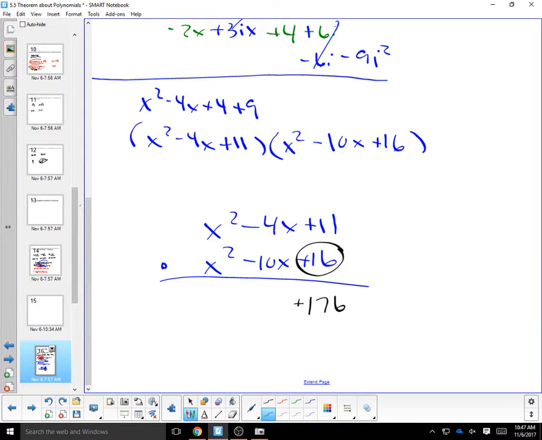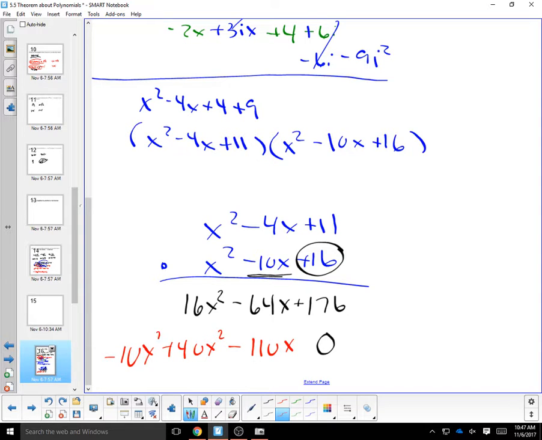Positive. 16 times 4 is negative 64x, and then 16x squared. 0 for place value. Let's go to the next one. That's going to be what? Negative 110x. And this should be positive 40x squared and negative 10x to the third. Right?